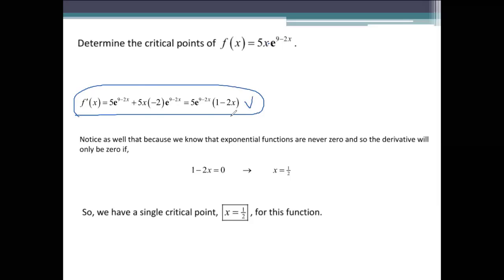Now, this exponential function is never 0. I mean this one, it is not equal to 0. And so the derivative will only be 0 if the other factor, 1 minus 2x, is 0. Hence we have x is 1 over 2. It means we have only one single critical point, x equals one half.